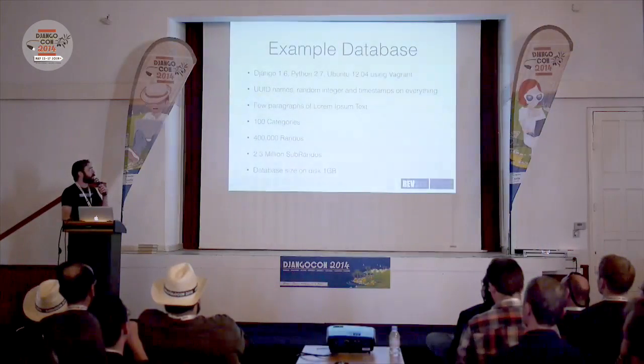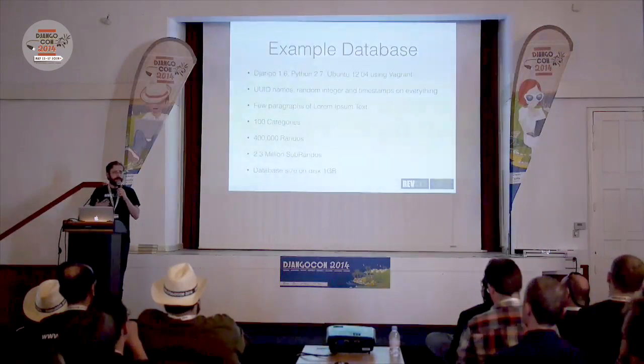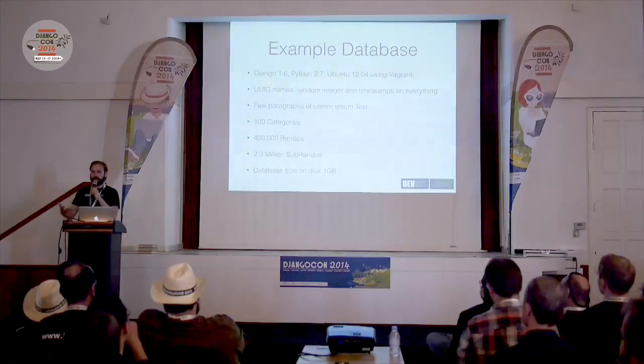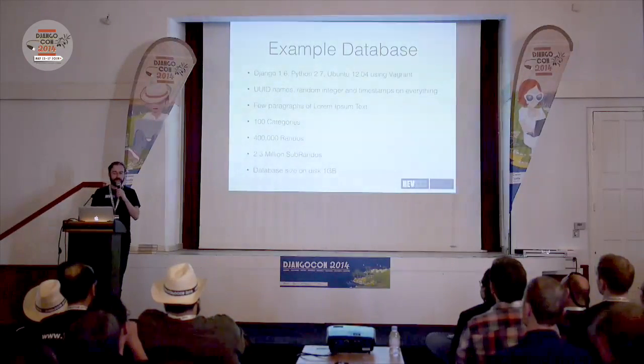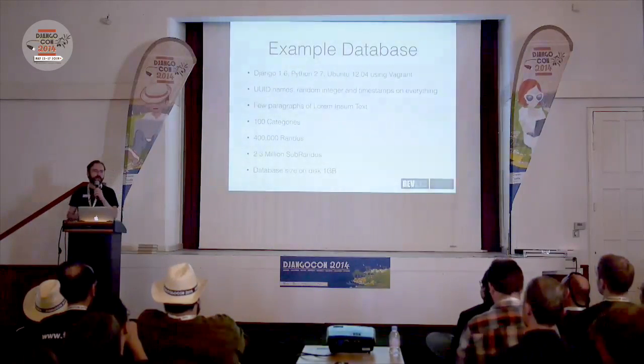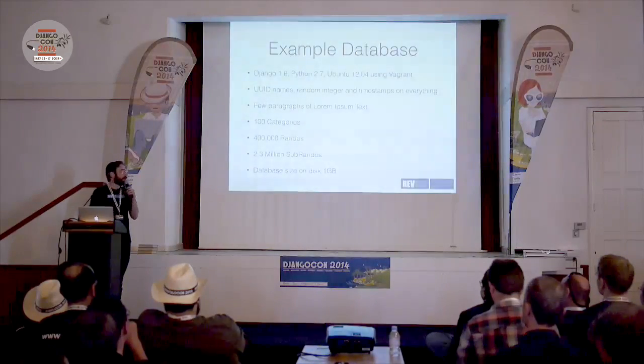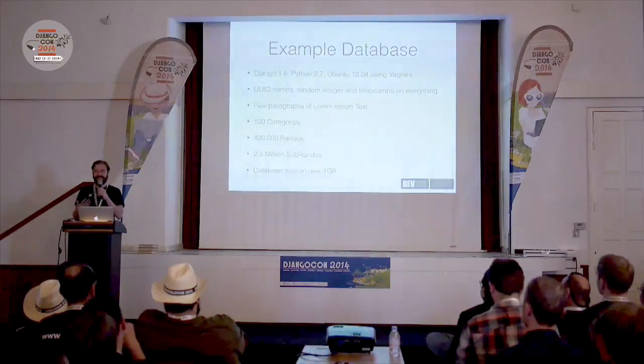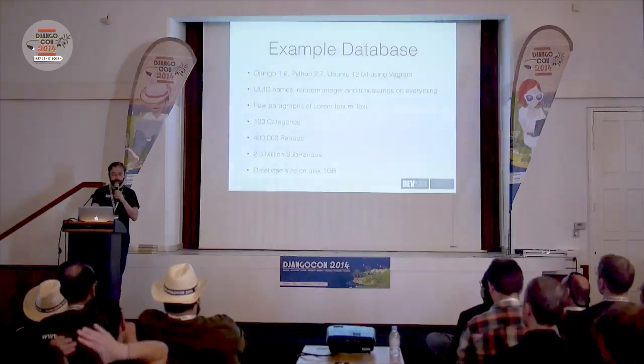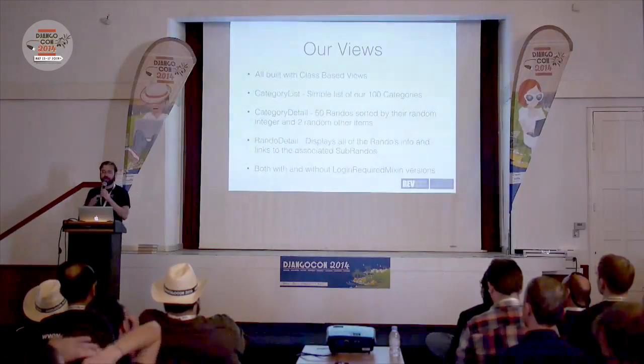So I did this all on my laptop here. It's Django 1.6, Python 2.7, Ubuntu 12.04 with Vagrant. Like I said, I used UUIDs and random integers. We did some big paragraphs of text just to bloat the size of the database. So we've got about 100 categories, 400,000 rando objects, and about 2 million sub-randos. It's about 1 gigabyte of data on disk. Some simple class-based views.